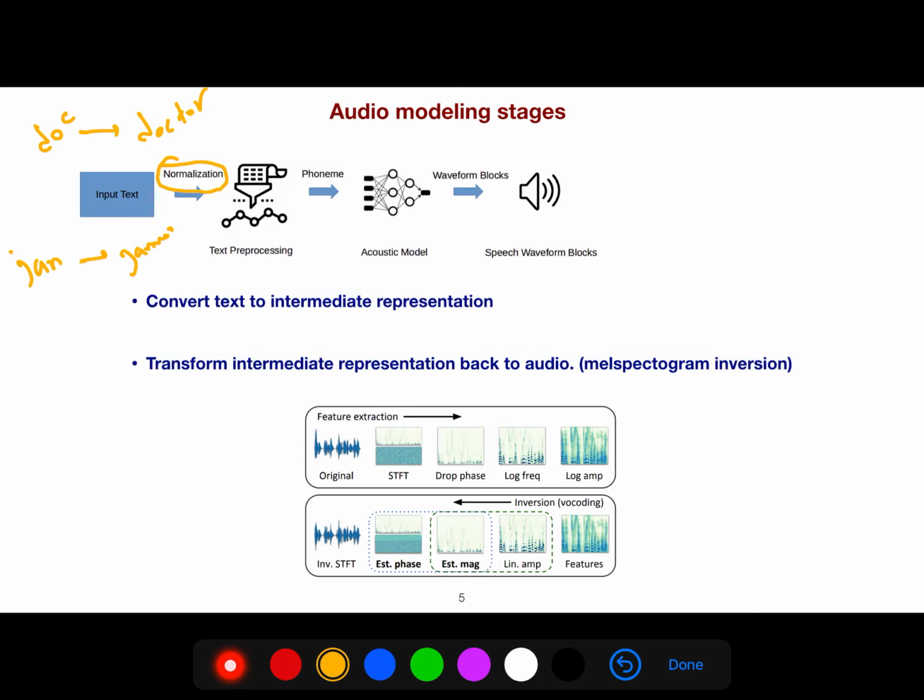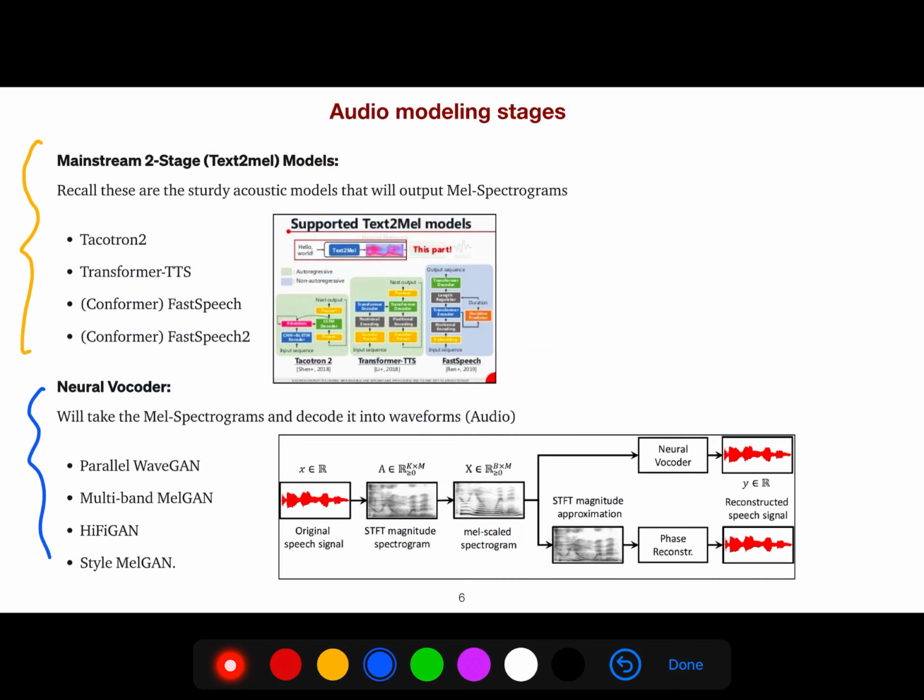So we first convert text to an intermediate representation. By intermediate representation, I mean something like Mel spectrogram. And then from Mel spectrogram to the actual audio. Here is the short-term Fourier transform, and the other way, the inversion, is called vocoding as well. So it is the inverse short-term Fourier transform.